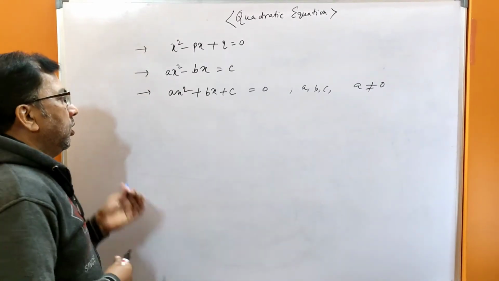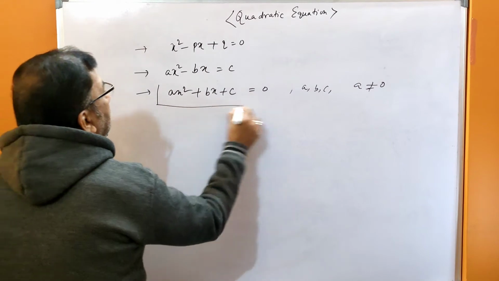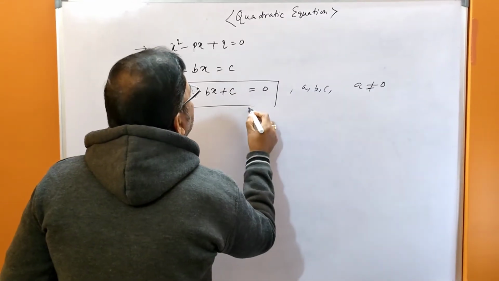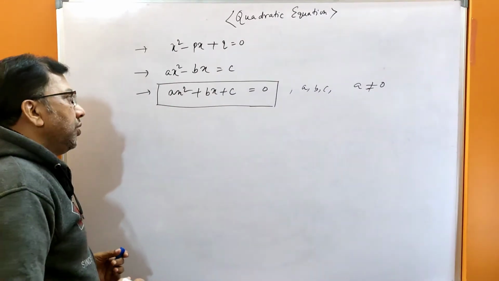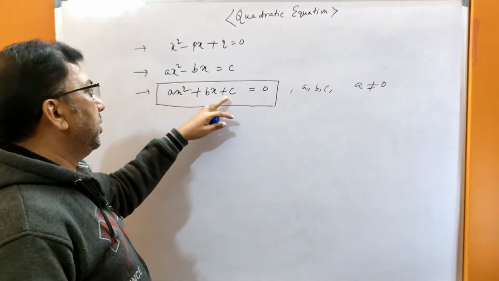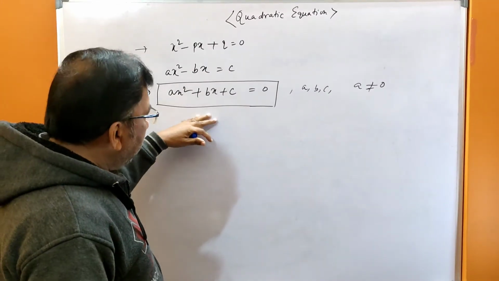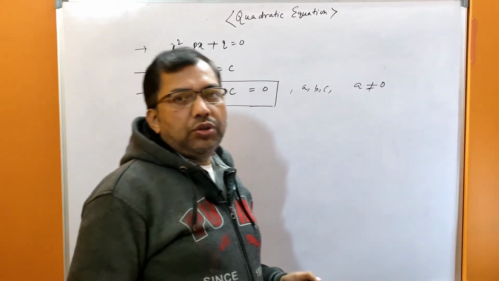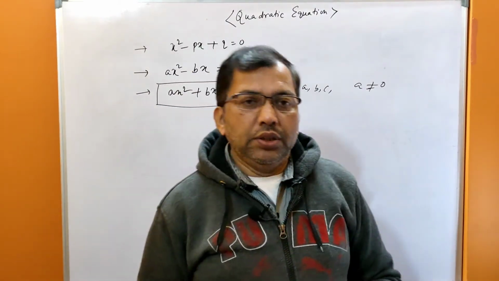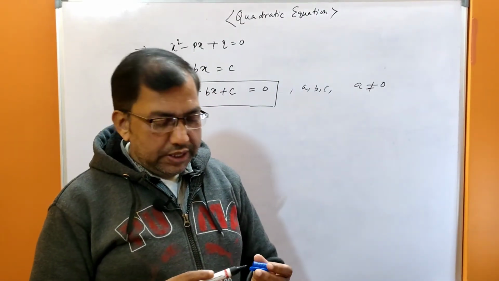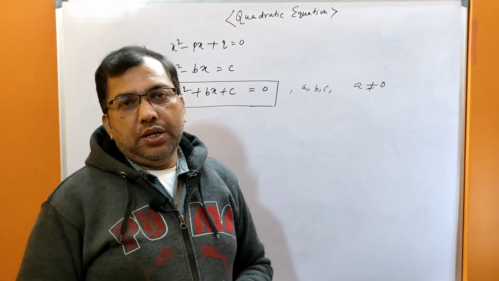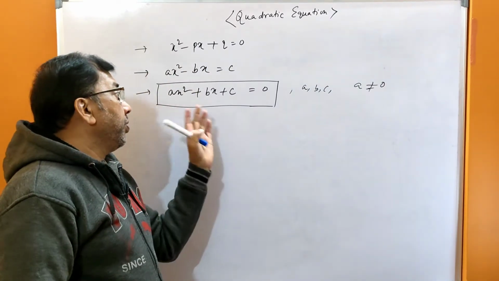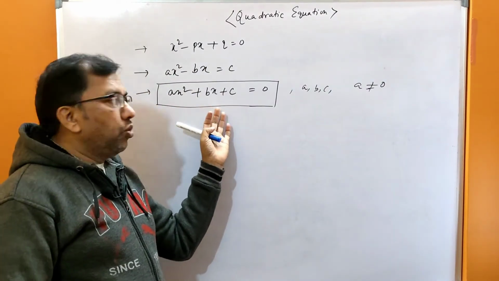This is the main form of the quadratic equation, ax square plus bx plus c equals 0. So for any quadratic equation you have to find out, we know there are two values. One is alpha. Two roots are there, alpha and beta. And in every quadratic equation, you have to find out the roots.